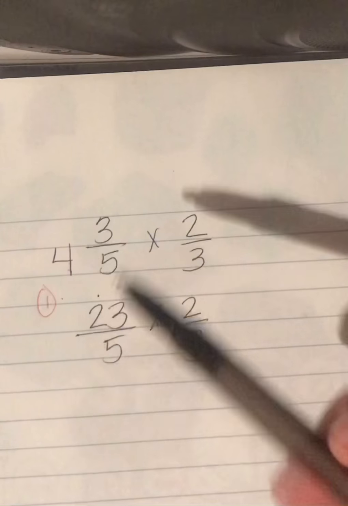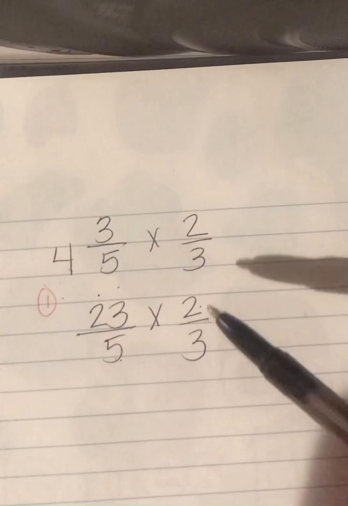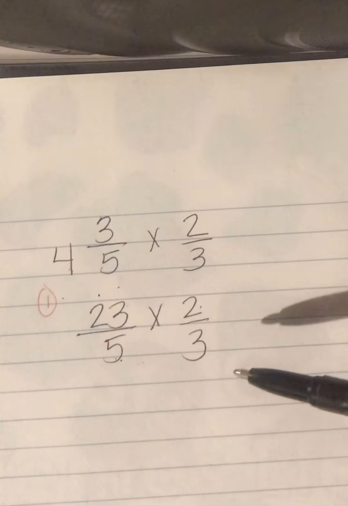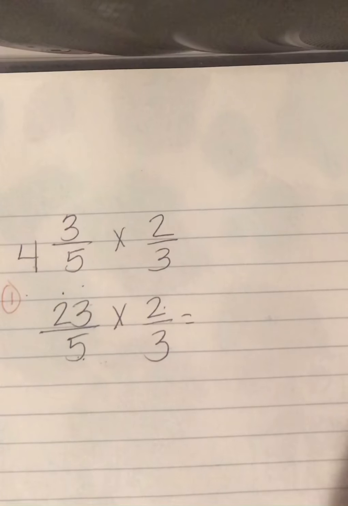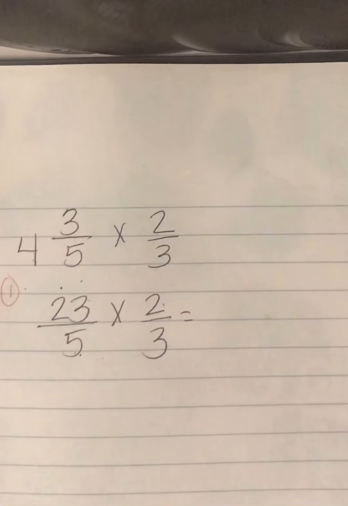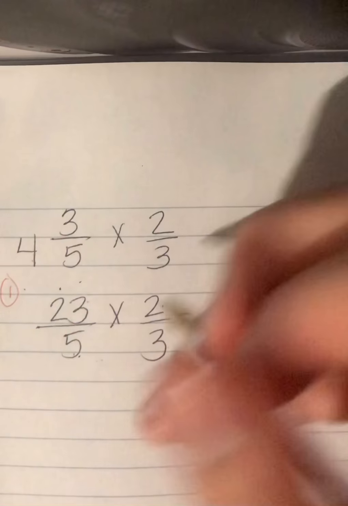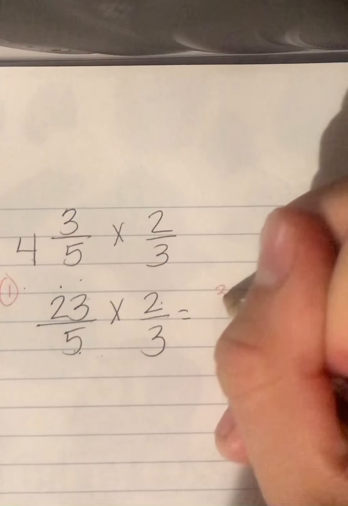Step 2 is to cross simplify. I can't cross simplify because 2 and 5 share no common factors. 23 and 3 don't share any common factors. So therefore I have to cross multiply. Oh, no, just kidding. I have to multiply across, which is step 3.